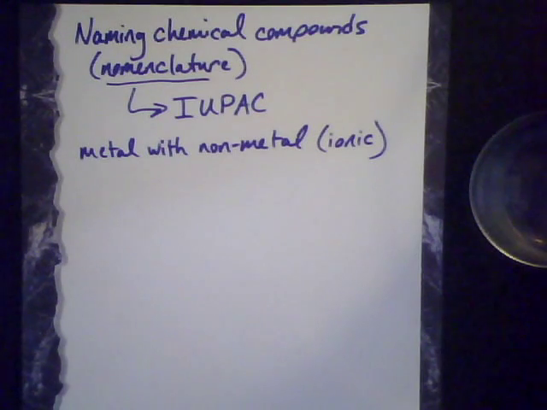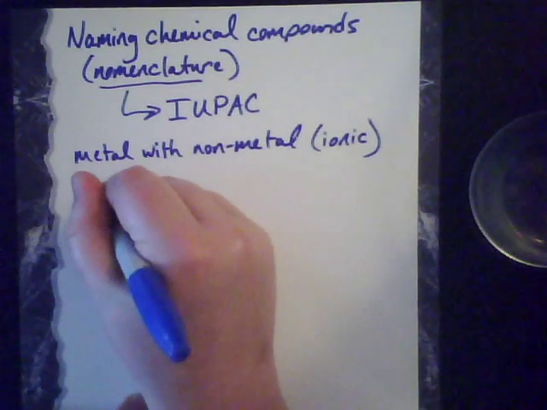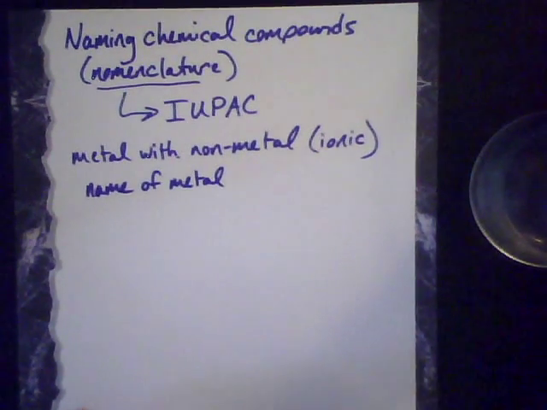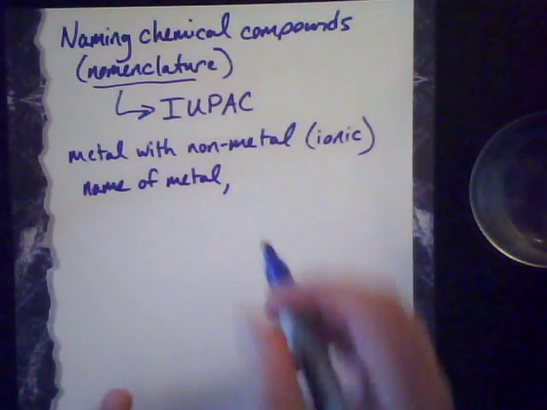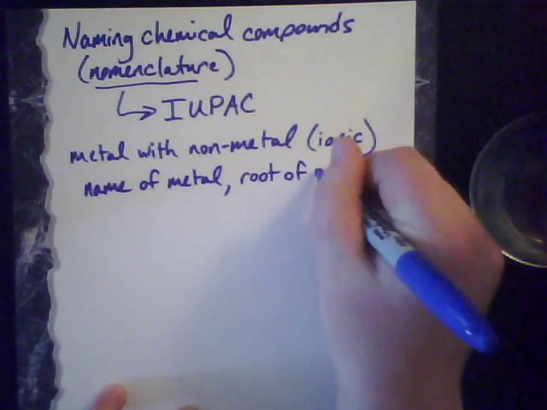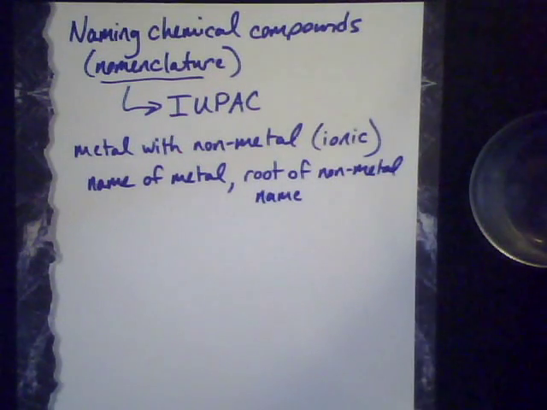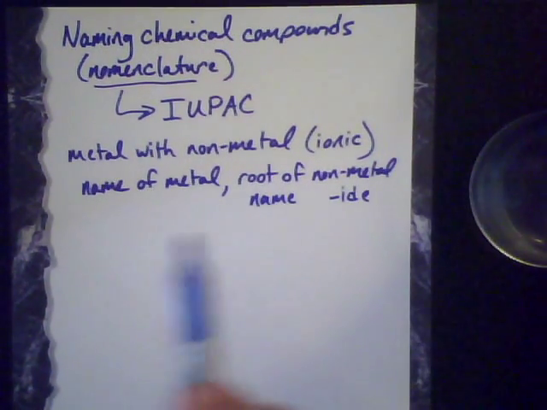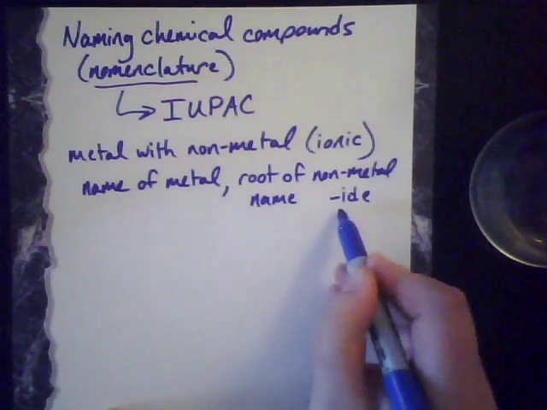But metals with nonmetals are pretty easy to name because it's the name of the element that's to the left, or the metal, with nothing really fancy going on. And then the root of the name of the nonmetal, so just the first part of the name, and because you're only using the root, then you still have to come up with an ending, and the ending is IDE. So all of these that have an element from the left side of the periodic table and an element to the right of the periodic table are all going to end in IDE.